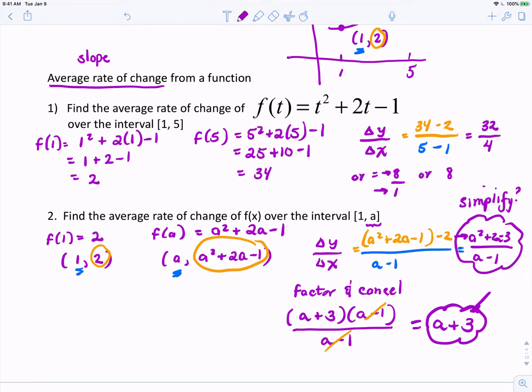You might ask, is it necessary to simplify? And the answer is yes. If we can simplify, we need to go ahead and do so.